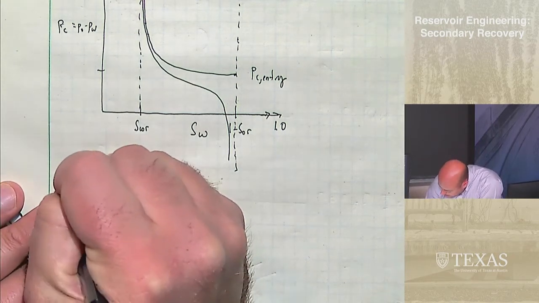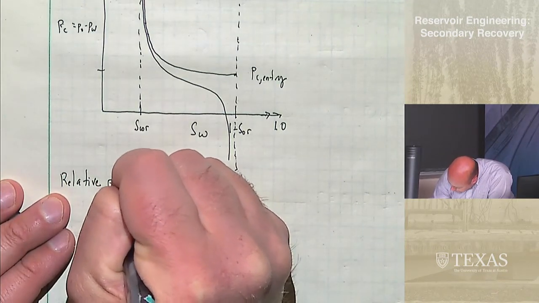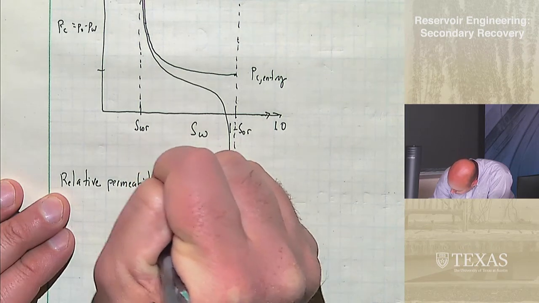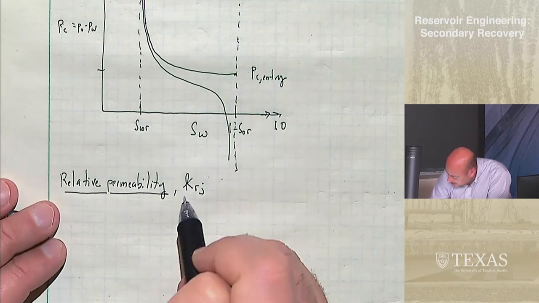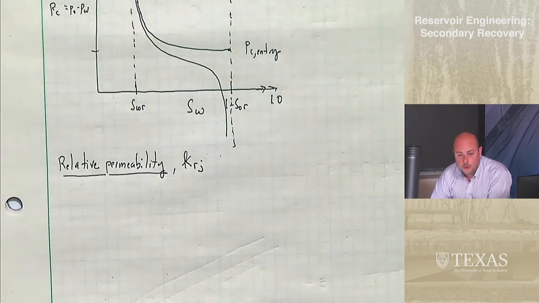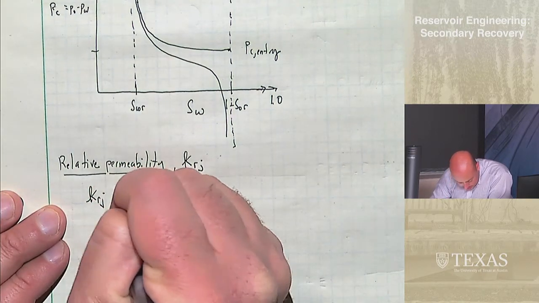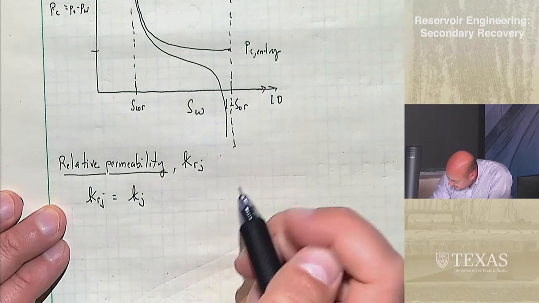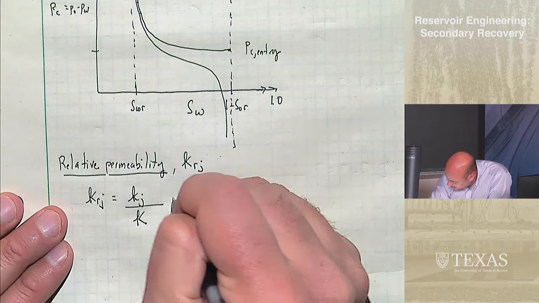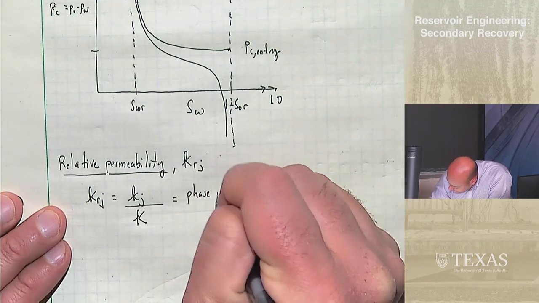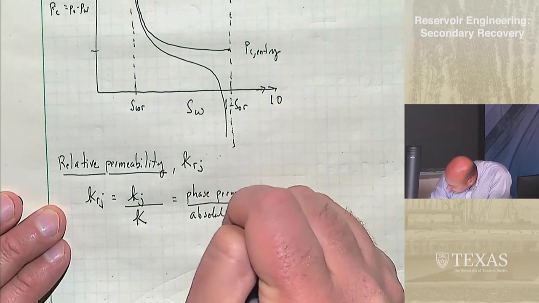So relative permeability, I'm going to use KRJ. So R stands for relative, J is the phase: oil, water, or gas. It is defined as the permeability of a phase divided by the single phase permeability, K. So that's the phase permeability divided by the absolute or single phase permeability.